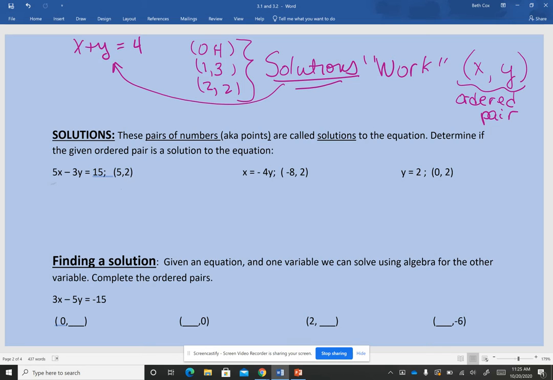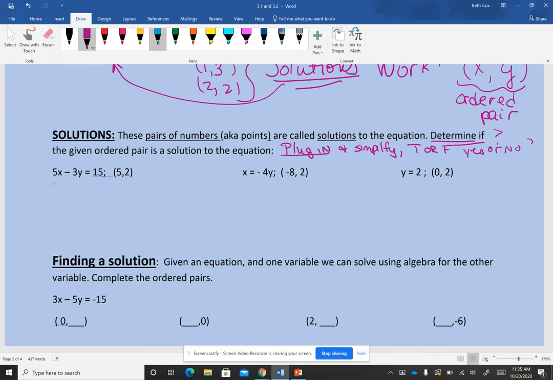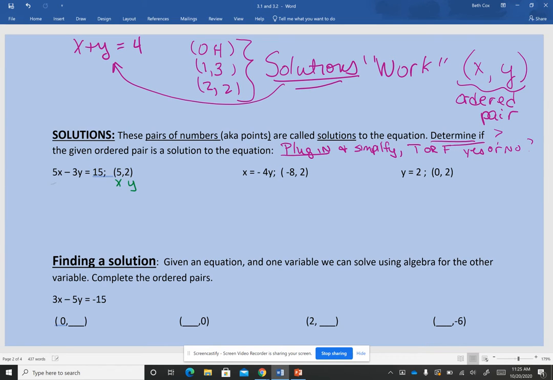All right, and so now what we're supposed to do in these examples here is determine if the ordered pair is an actual solution. So we're going to plug in and simplify and see if it's true or false, or yes or no. That's what we're going to do. So this first one, the x is 5 and the y is 2.